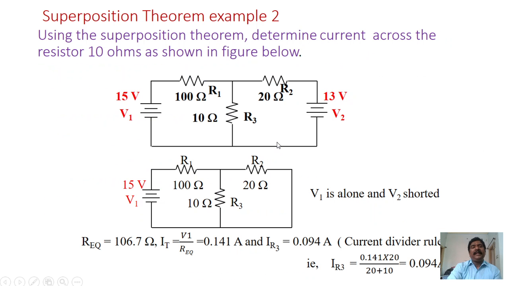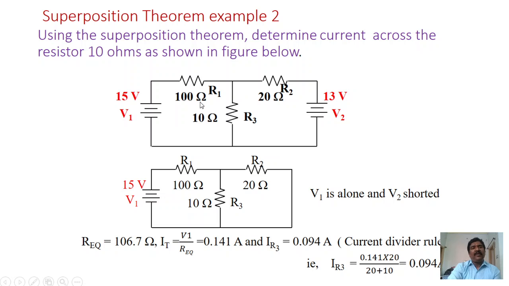Let me see another example. When you want to discuss the currents, this is an example of discussing the currents using the superposition theorem. Determine the current through the 10 ohm resistor as shown in the figure. Looking at the circuit, we have two voltage sources, one is 15 volts and the other is 13 volts. We have different resistors, like R1, R2 and R3.